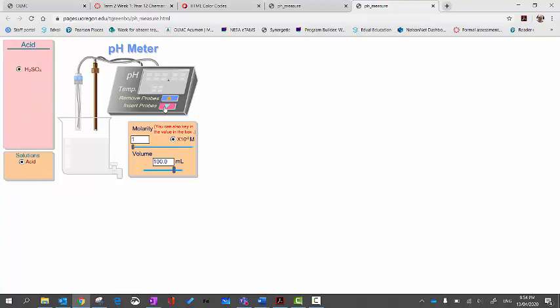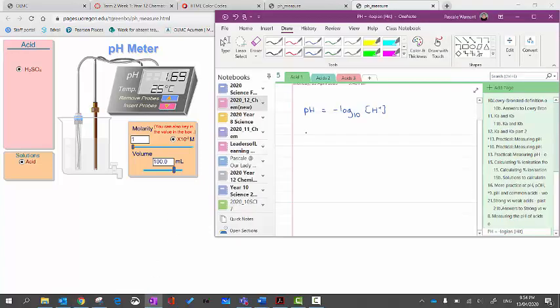Okay, so I'm going to insert the probe. And you can see that the pH now is only 1.69 rather than being 2. Okay, let's have a think about what's happened this time. Okay, this time we've got a diprotic acid.